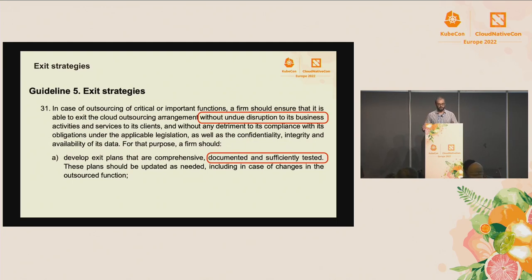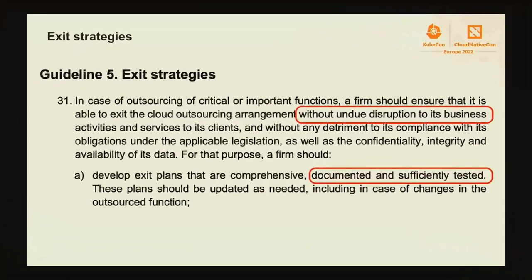guidelines for exit strategies. As you can see, here we have information that in case of outsourcing of critically important functions, firms should ensure that they are able to exit cloud outsourcing arrangements without undue disruption to their business. So only for critically important functions. This is quite important. And there is information that we need to still be compliant with obligations and still be secure and so on. But the information is that it applies to critically important functions. This is some hack that we use in this talk.